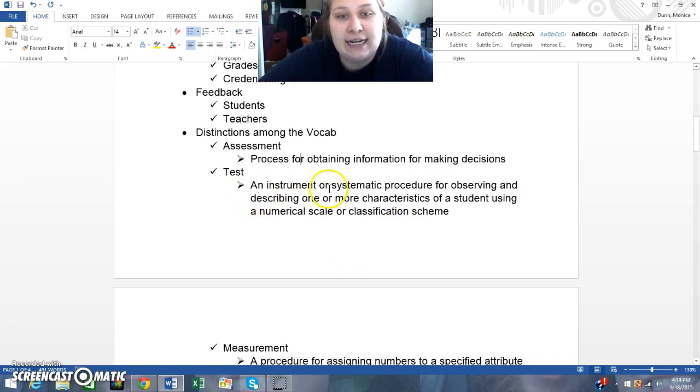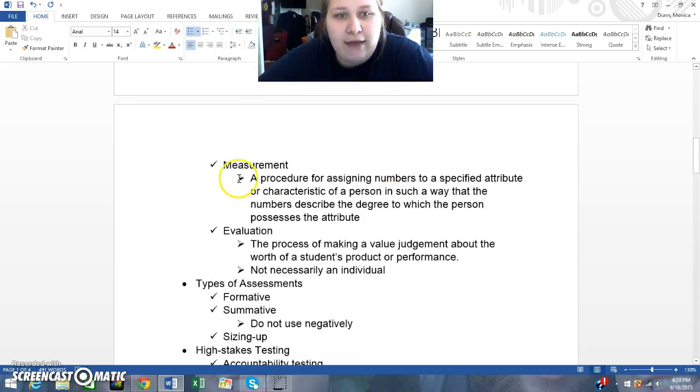Now, a test is an instrument or a systematic procedure for observing and describing one or more characteristics of a student using a numerical scale or classification scheme. We all know what a test is, but the numerical scale is what narrows it down. Okay, measurement, and that is a procedure for assigning numbers to a specified attribute or characteristic of a person in such a way that the numbers describe the degree to which the person possesses the attribute. I think the example in the book says that you get 1 point for each correct answer.